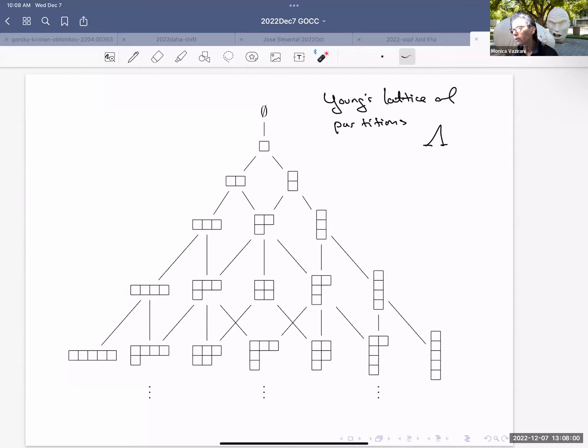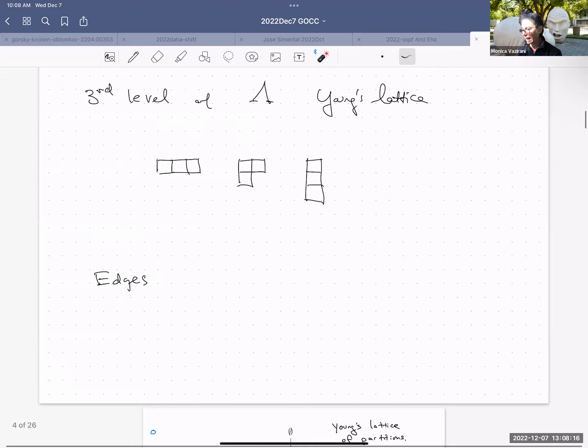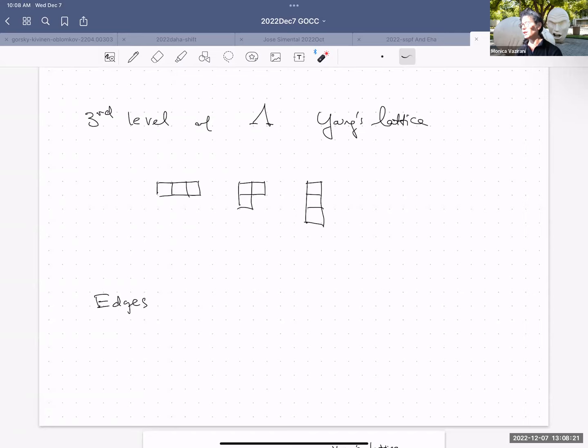Can you guess? Also, I've drawn some edges here. Let's see, whoops, sorry about that. So what do the edges mean? The edges mean a lot of things, but combinatorially, how am I drawing an edge?